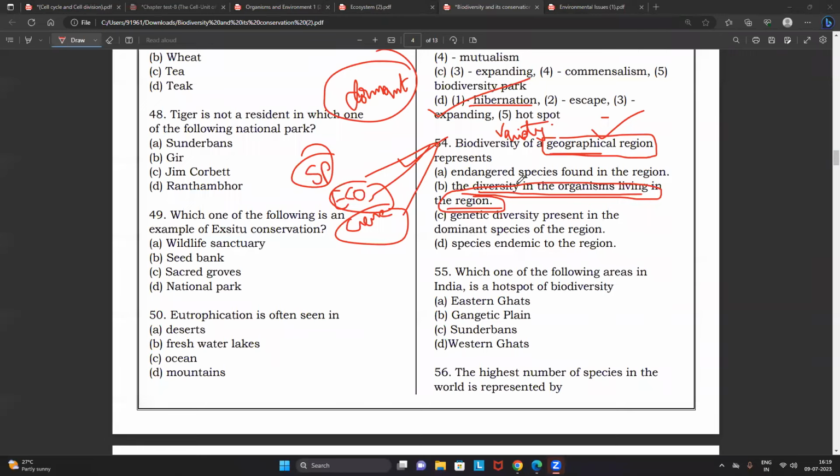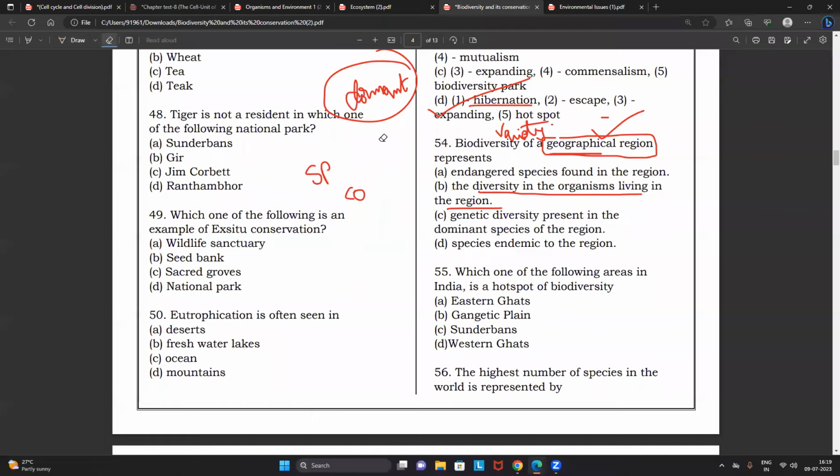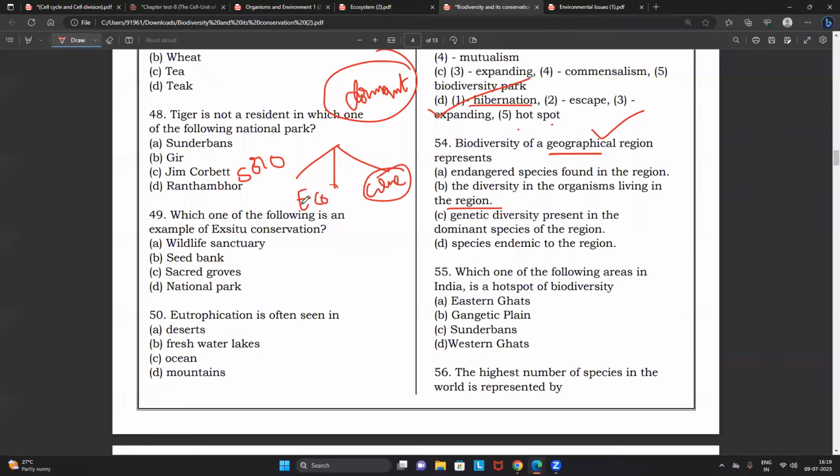No need to get confused, friends. It's very easy. It is there in the PPT itself. Go to the PPT of biodiversity. Biodiversity is of 3 types. You can call species or organismal diversity, ecosystem diversity, genetic diversity. These 3 diversities together we can call biodiversity. Right. Since they asked about the geographical region, it will be option B.